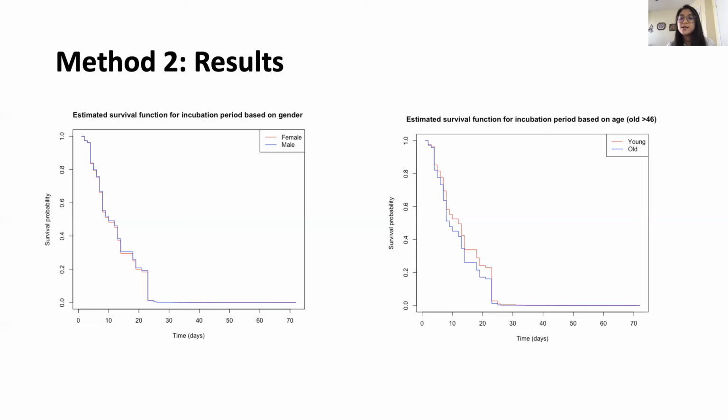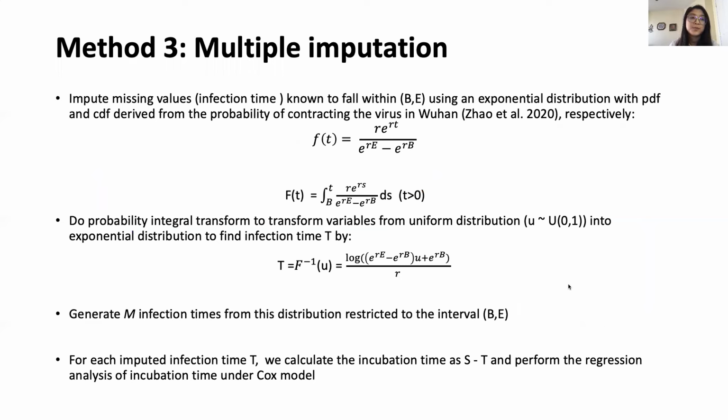We consider the last method, which will address the naive approximation in the first method and the limitation in the second one, that is the multiple imputation. We impute the missing value, infection time, now to fall within B and E using an exponential distribution with the probability density function PDF and the cumulative density function CDF derived from the probability of contracting the virus in Wuhan, respectively, by the formula with the lower f(t) is the PDF and the upper F(t) is the CDF.